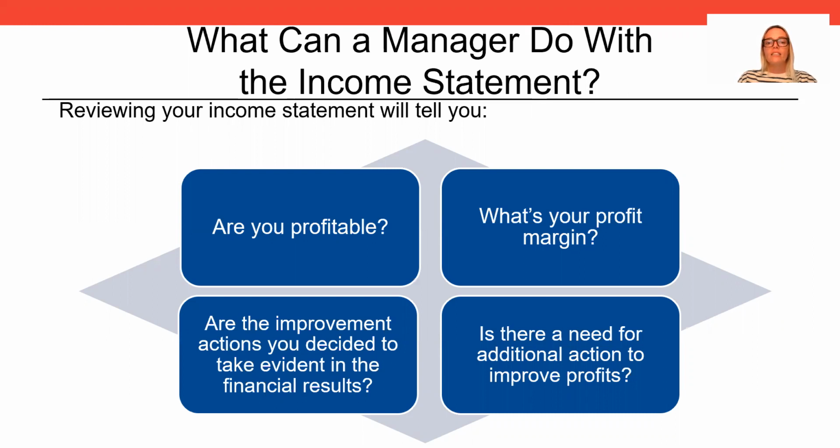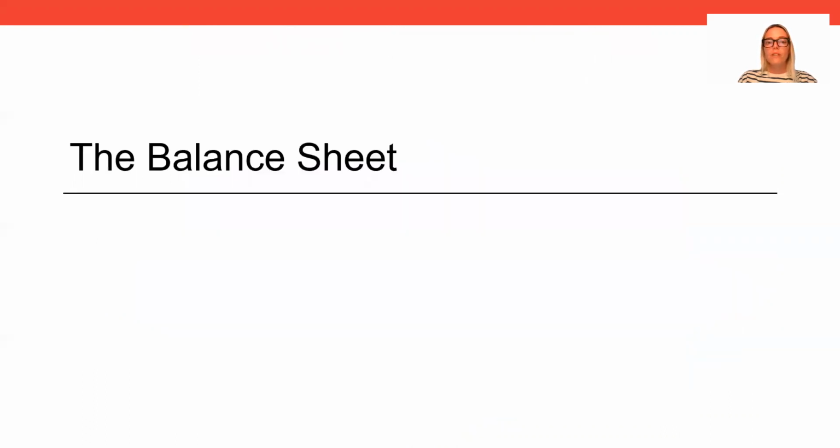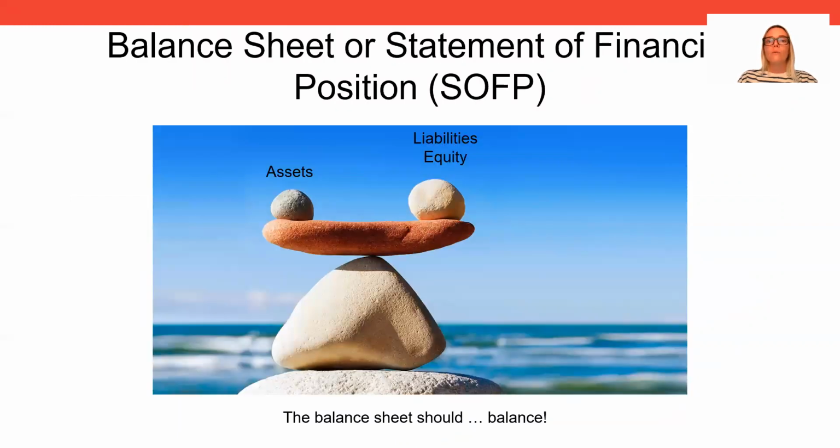Are the improvement actions that you've decided to take in the past evident in the financial results that have happened? So has it improved the profit margin? Or is there a need for additional action to improve profits and therefore improve that profit margin? The second element is the balance sheet. The balance sheet is where we look at whether the assets balance against the liabilities and the equity.